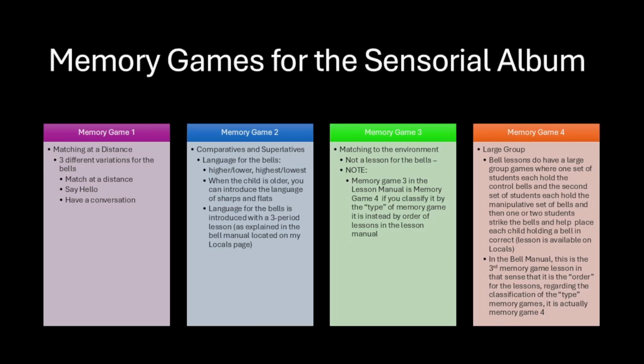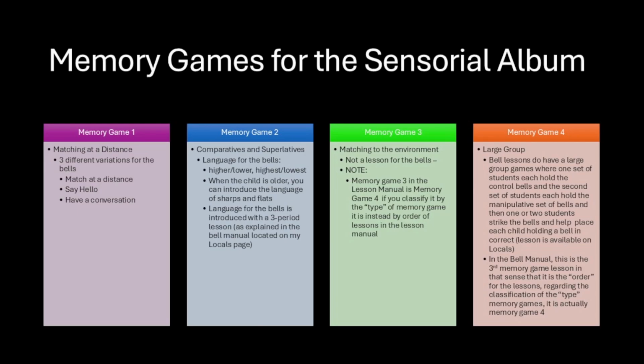So memory game number 1 is called Matching at a Distance, and you're going to use this game throughout a variety of lessons and materials in the sensorial area. For the bells, there are 3 different variations of this lesson. The first variation is called Matching at a Distance. The second variation is called Hello. You're still matching at a distance with this lesson.